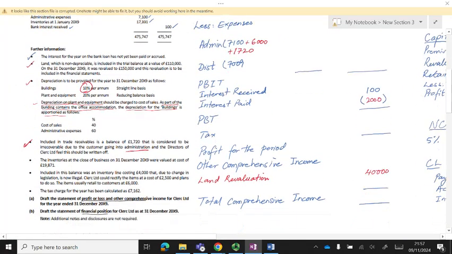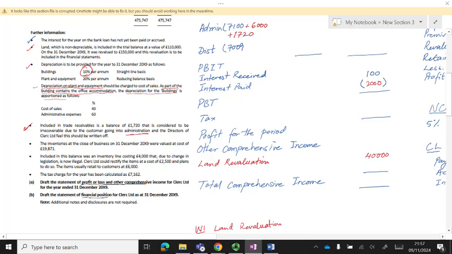The closing inventory is valued at 19,871. Below that, there is some information. Included in this balance was the inventory line of £4,000 that, due to the change in the legislation, is now illegal. CLERC Limited could rectify the item at a cost of 2,500 and plans to do so. This item usually retails to customers at £6,000.